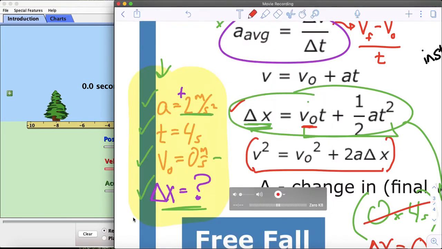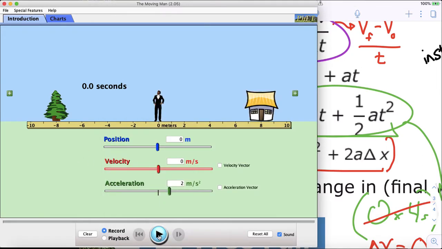All right, so his initial velocity is 0. What else do we know over here? I'm just going to hit play for 4 seconds and see how far he goes. So let's see how close we got. We think he's going to go 16 meters. So let's see if I push play. Go for 4 seconds.